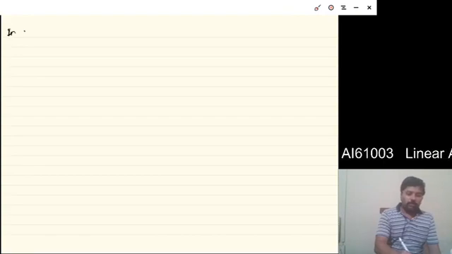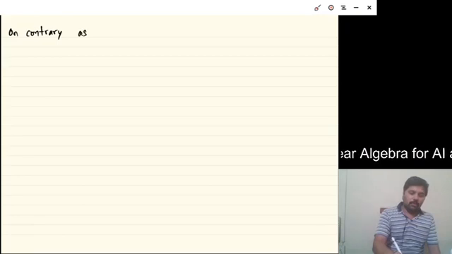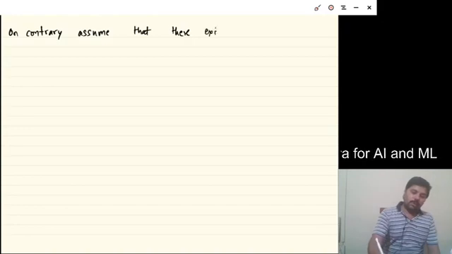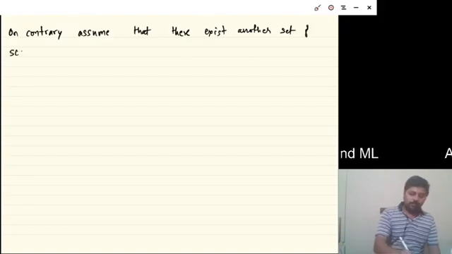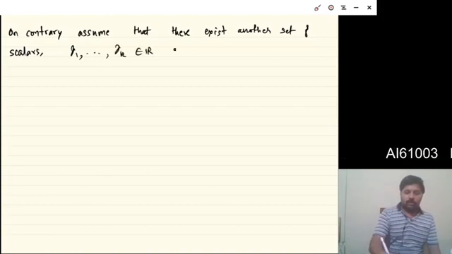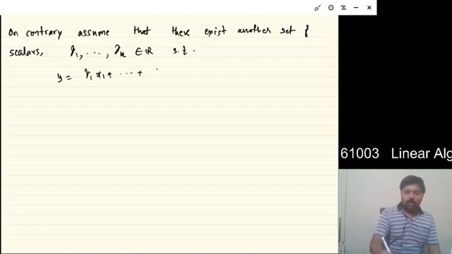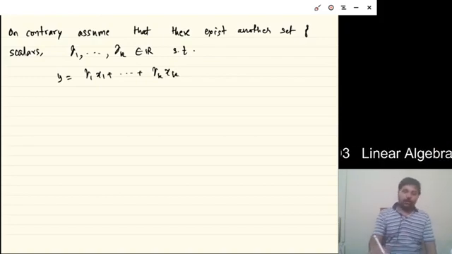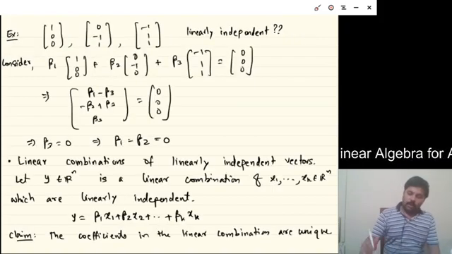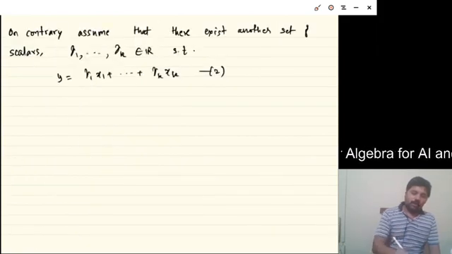In order to prove this claim, we will use contradiction. So on the contrary, assume that there exists another linear combination, another set of scalars gamma 1 up to gamma k in R such that y is gamma 1 x1 plus so forth plus gamma k xk, correct? I will call this equation 2, and I will call the earlier equation, equation 1. Then what will I do?